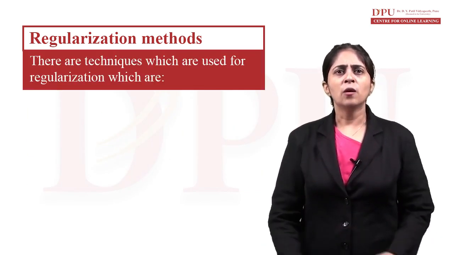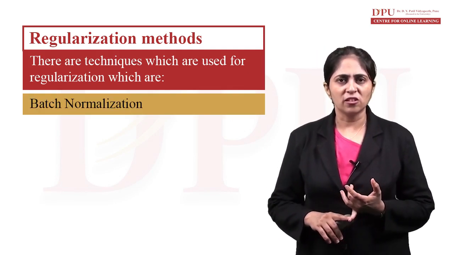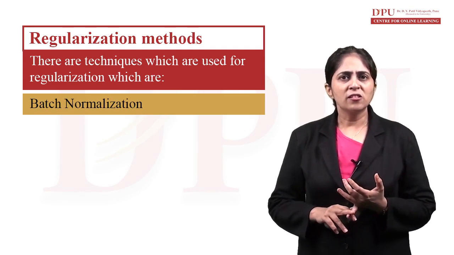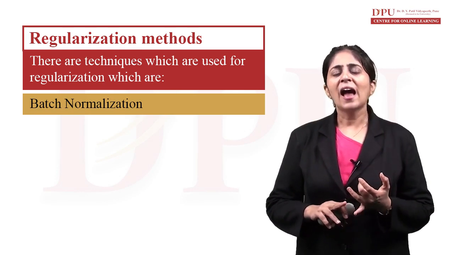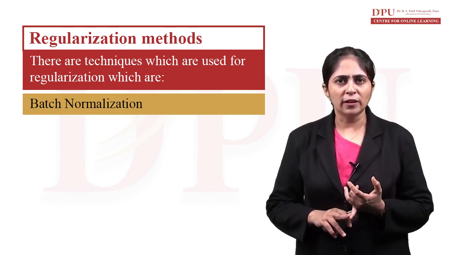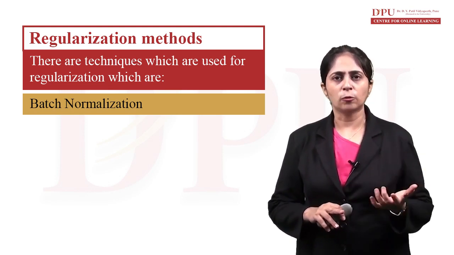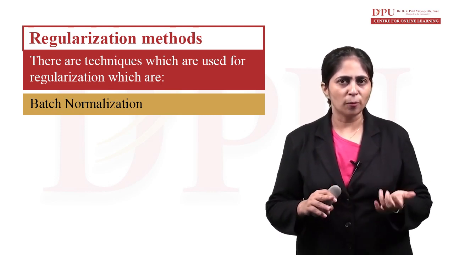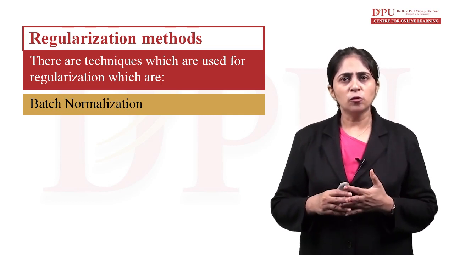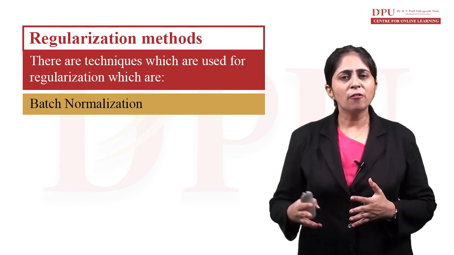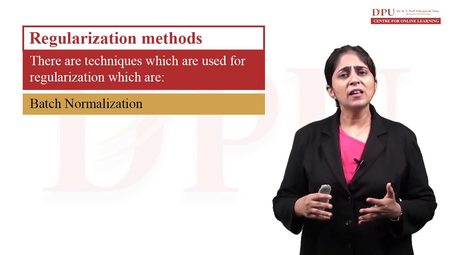There are techniques which are used for regularization, the first of which is batch normalization. What is batch normalization? It is a technique for improving the speed, the performance, and the stability of our artificial neural network. It is also known as batch norm for short. Basically, why are we using it? For improving the speed, performance, and stability of our artificial neural network. So what is the idea behind it?